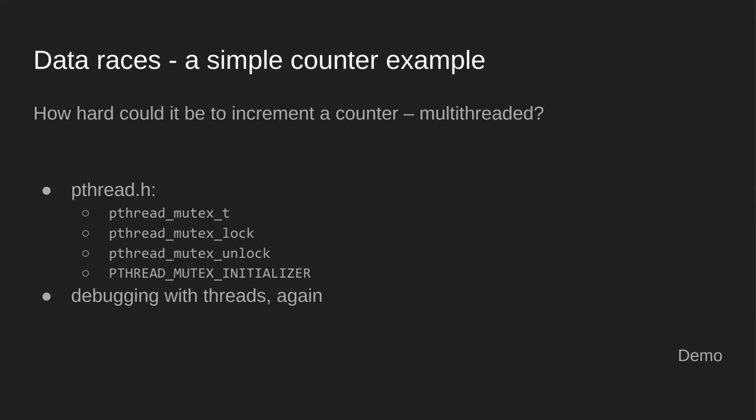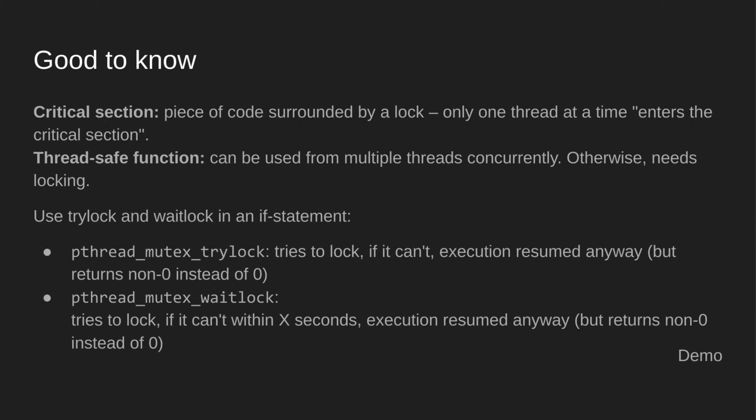So that's a counter. What's good to know here is that a piece of code surrounded by a lock, like that for loop which I just showed you, is called a critical section, and only one thread at a time enters the critical section. Now some libraries have dedicated functions for this, but in Pthreads I'm not actually sure, so I'm just doing it the manual way.